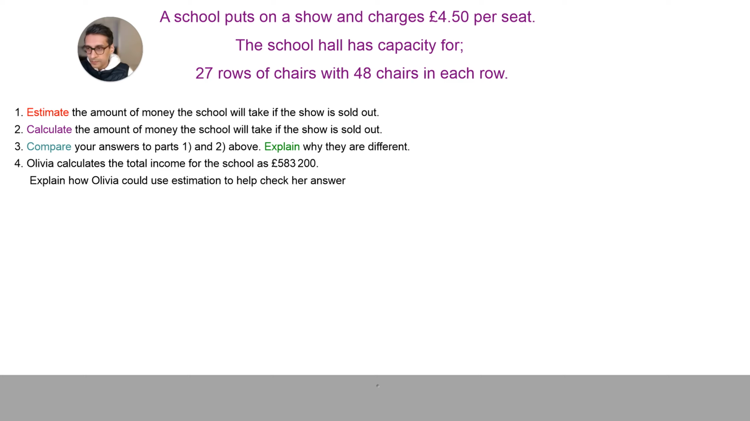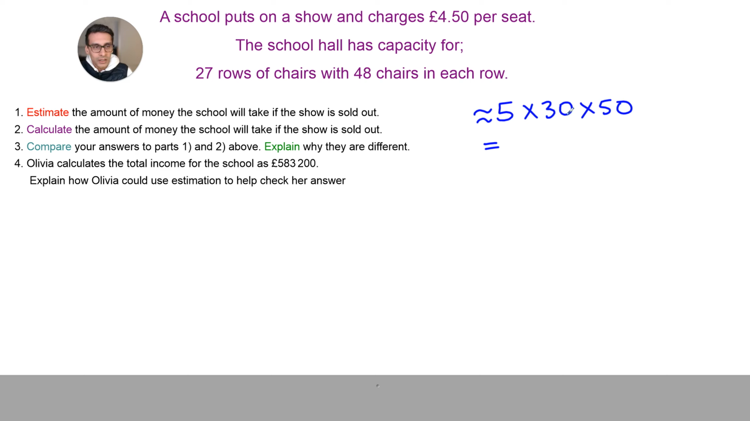So for the first bit, we're going to estimate. So what we'll do is we'll just round these numbers sensibly. So £4.50, that's about £5. 27 rows is about 30 rows. And then 48 chairs, we're going to round that to 50. So we're going to do the approximately equals sign there, and then we're going to change that to equals here because we're going to work out the exact answer to our approximation.